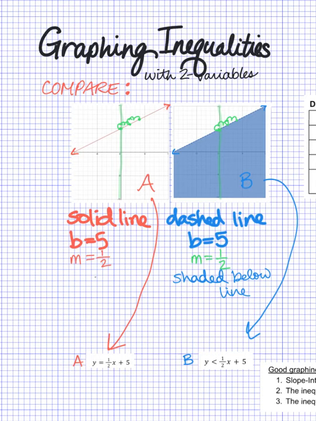And in fact, when we look at this, the only difference between these two written out is the sign between the y and the rest of the equation. So if it's an equal sign, it becomes an equation. If it's a less than or greater than or less than or equal to sign, it's an inequality. But otherwise, it has the exact same form.